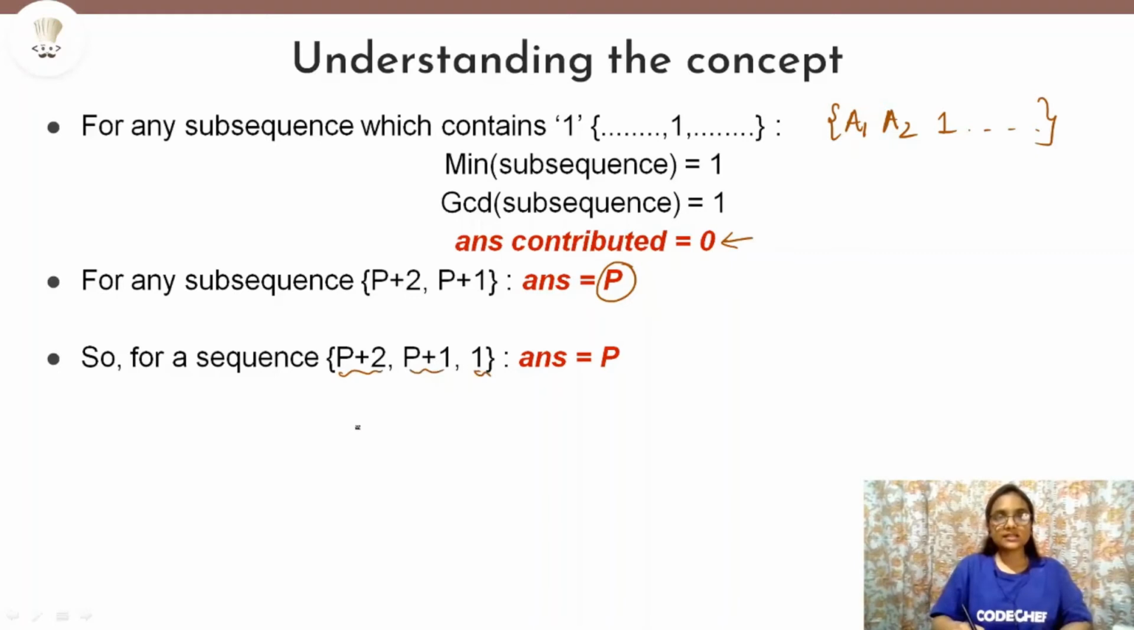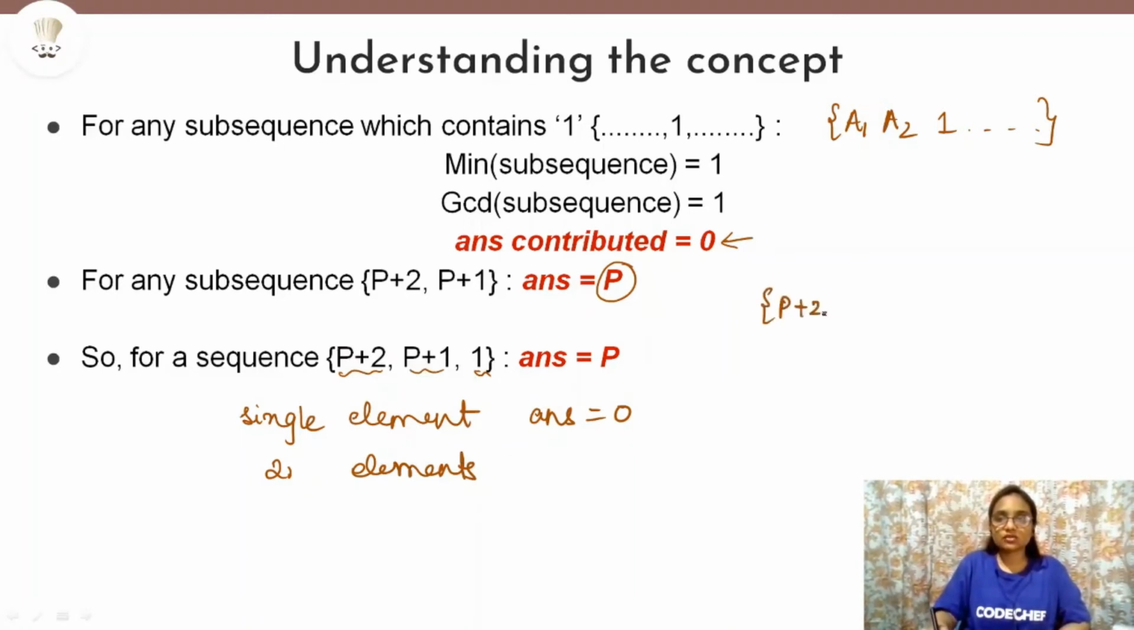The first possibility was a single element. So for a single element, the answer is 0. Then the second possibility is that there are two elements. For a two-element subsequence, there are just two possibilities: p plus 2 comma p plus 1, and p plus 1 comma 1. If your subsequence is p plus 2 comma p plus 1, then you will get the answer as p. And if your subsequence contains 1 in it, p plus 1 comma 1, then definitely the answer will be 0. The third possibility is 3 elements. If there are 3 elements, then definitely 1 will always be a part of the subsequence, so again the answer will be 0.